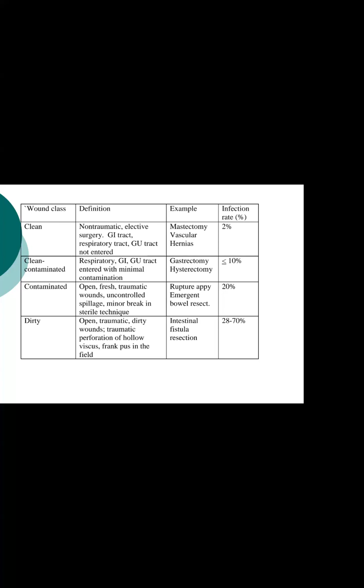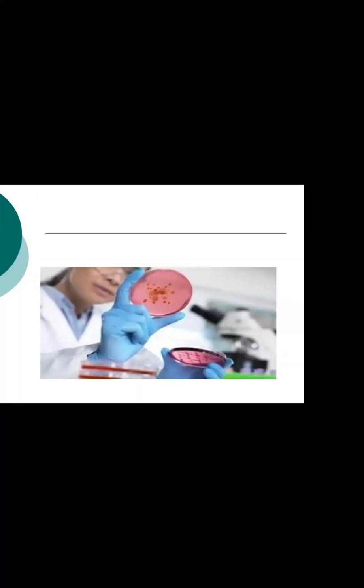Okay. So these are the four wound classifications: clean, contaminated, and dirty. Clean is class 1, clean contaminated is class 2, contaminated is class 3, and dirty is class 4. Now, wound infection may be defined as the presence of bacteria or any organism which leads to a host reaction. So when a bacteria enters your body, your body will try to defend itself and eliminate it out of the body. That is a host reaction.